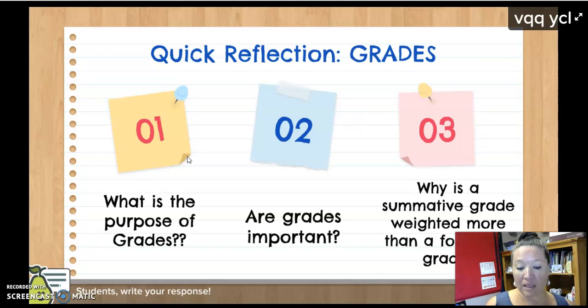And that's one thing that I try to keep reiterating, that we want them to master it, and they need to be able to demonstrate that they've mastered it, and that's part of the reason why we give those grades.